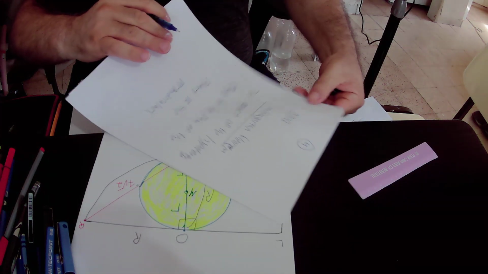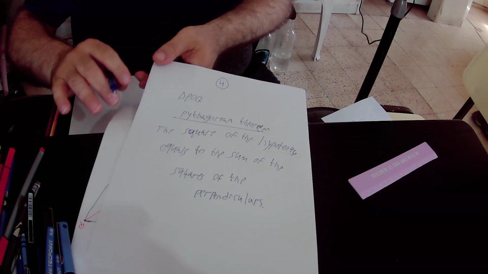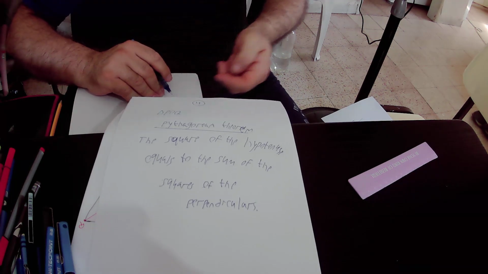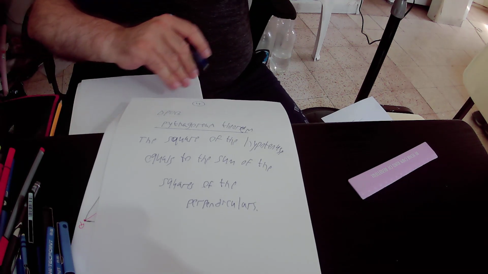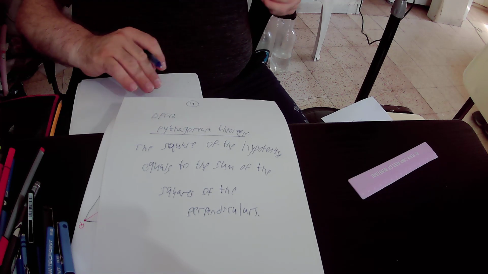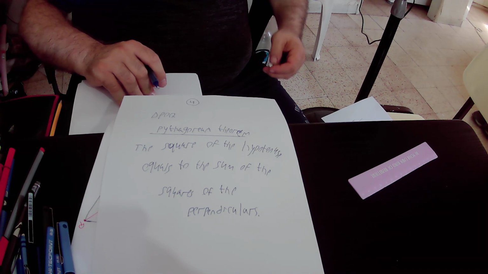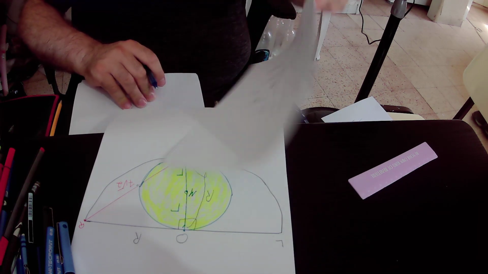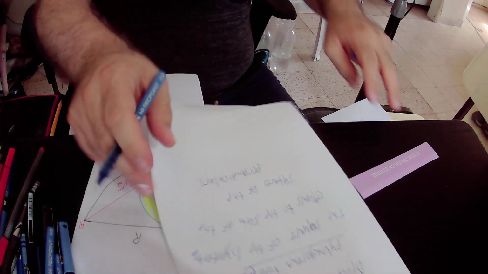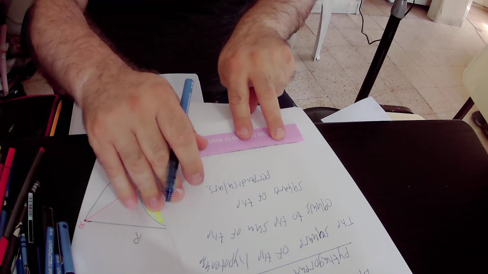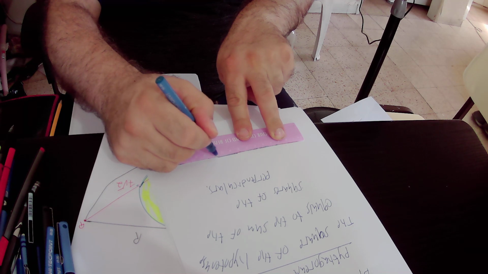Okay, I will read again the Pythagorean theorem. The Pythagorean theorem states that the square of the hypotenuse equals the sum of the squares of the perpendiculars. Okay, so actually it is a very simple theorem.